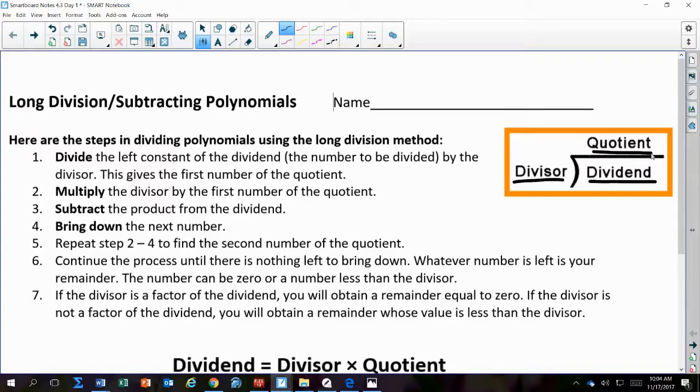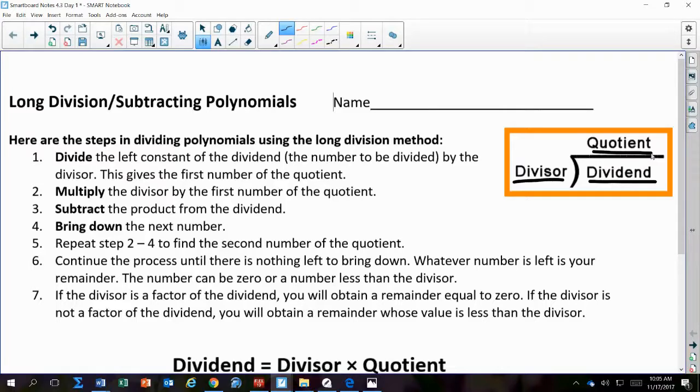Whatever number's left is your remainder. The number could be 0 or it could be a number less than the divisor. So you have 2 options for your remainder. You can either have a remainder of 0 or your remainder could be a number. If the divisor is a factor of the dividend, you'll get a remainder equal to 0. But if it's not a factor, then you'll get a remainder other than 0.